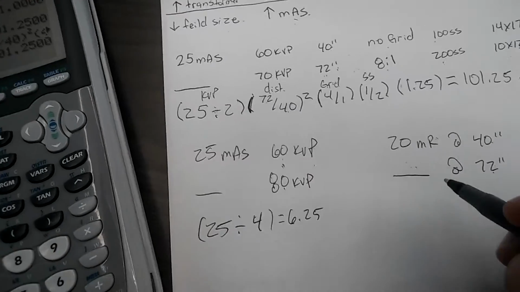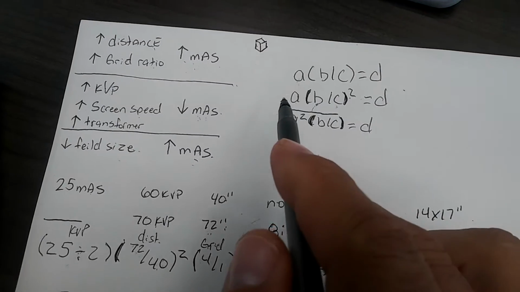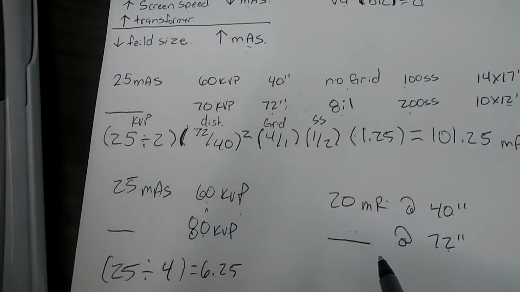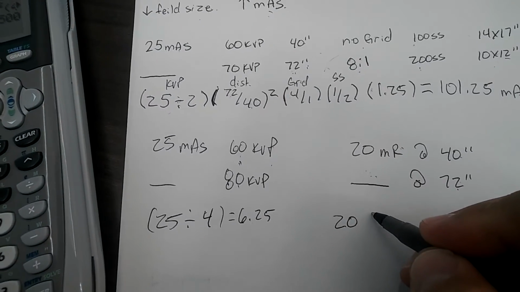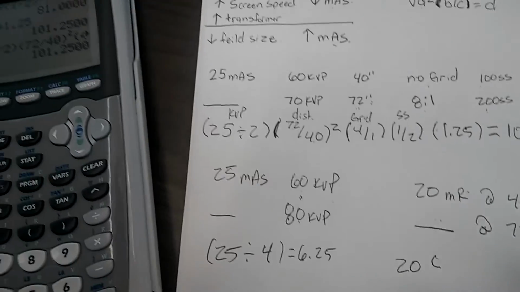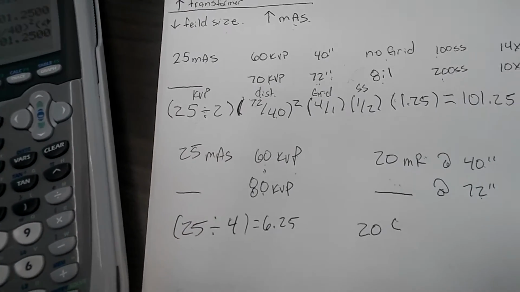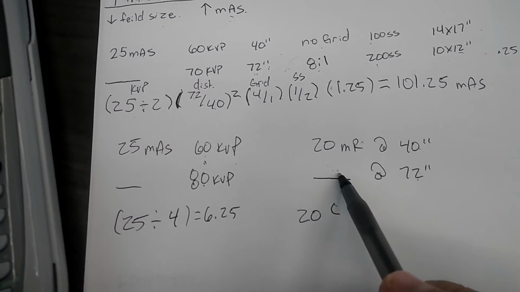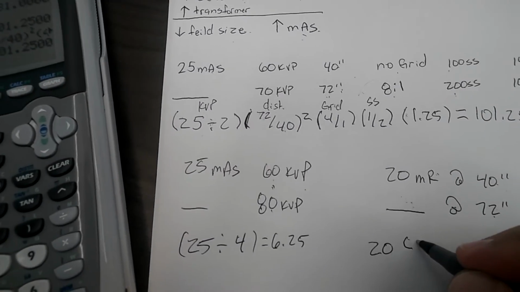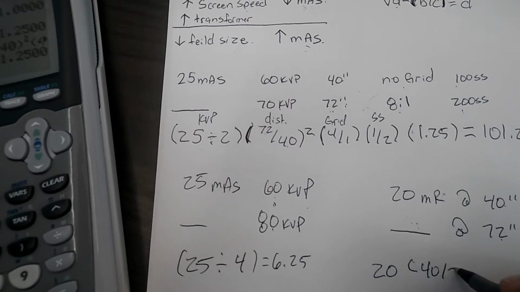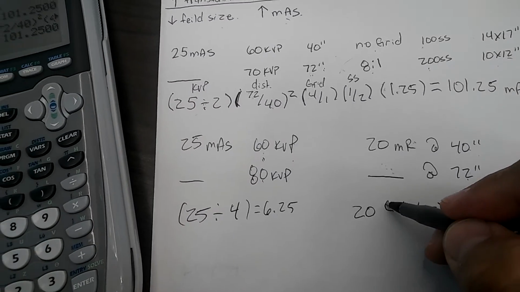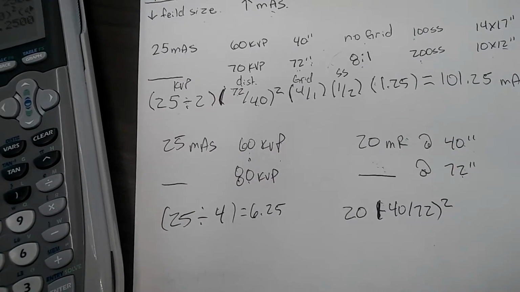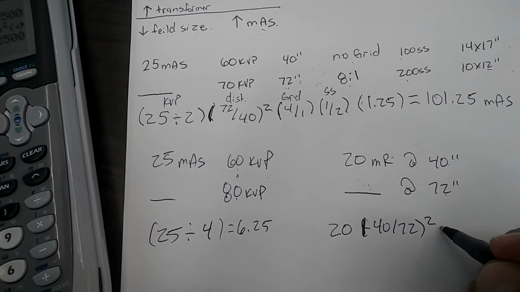So I would just set it up using this formula. A is 20, divided by, we need a smaller number. Smaller number goes on top. 40 divided by 72 squared. That's a weird looking thing. This is really hard, y'all, for me to hold this phone and do this.